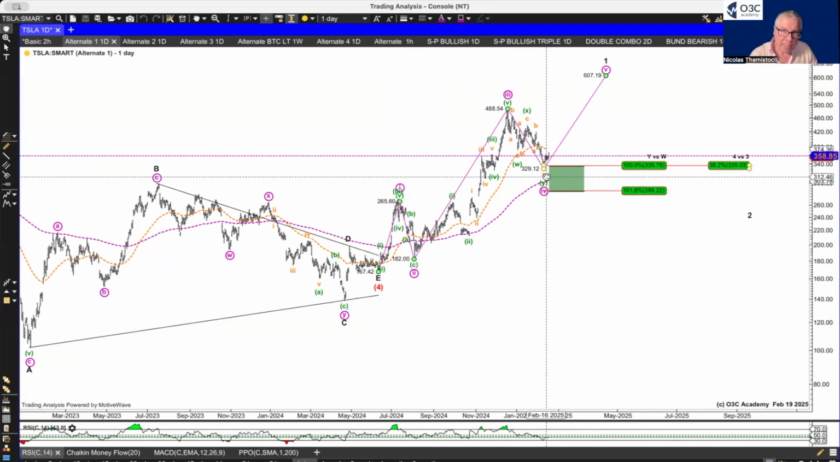Again, triangles, 3-wave moves, interesting setups, and I hope you learned some more Elliott Wave here. Hope you found that was interesting.